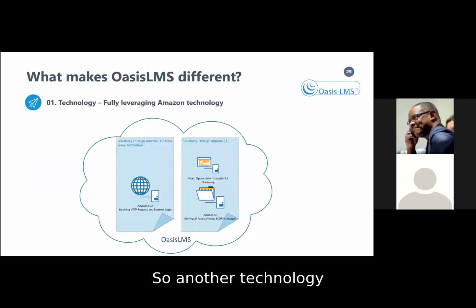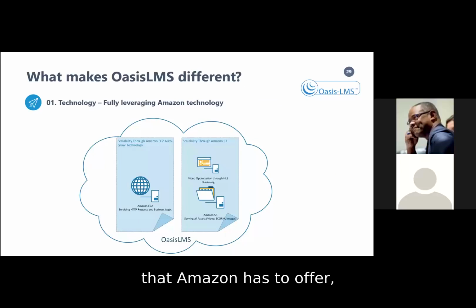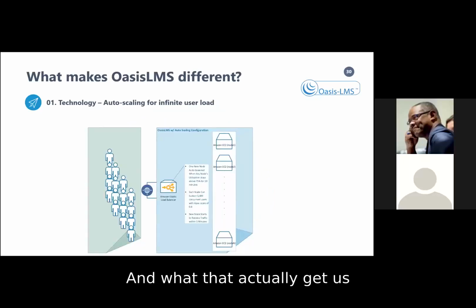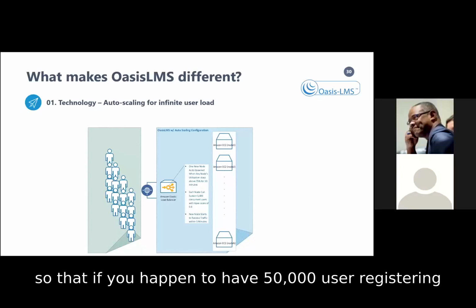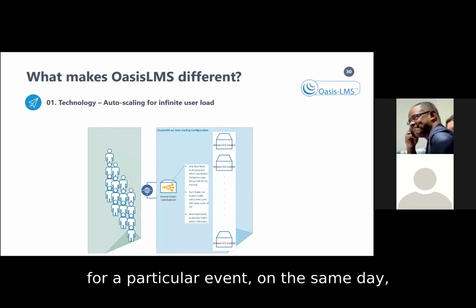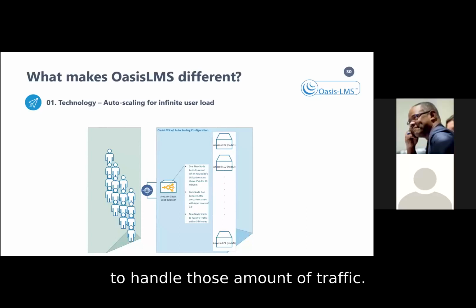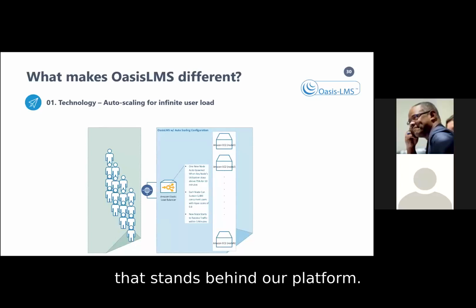Another technology point is that we are riding on the technology giants of Amazon. We are leveraging as much technology as Amazon has to offer, including their cloud delivery network, their elastic load balancer, and their storage. We try to not reinvent the wheel if Amazon has already provided those technologies. What that gets us is infinite user load handling through auto scaling, so that if you happen to have 50,000 users registering for a particular event on the same day, you don't have to worry about the flood of traffic, because our technology will auto scale to handle that amount of traffic. That, I would say, is probably the biggest difference: we pride ourselves on the technology that stands behind our platform.